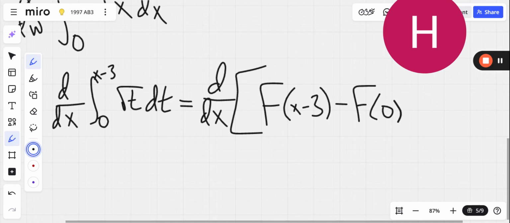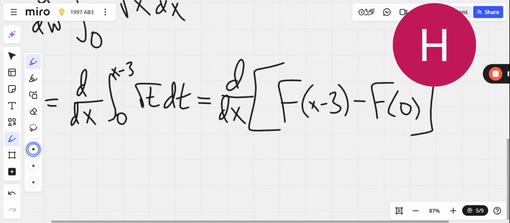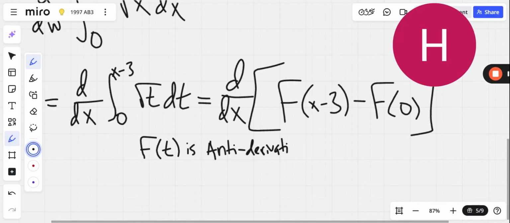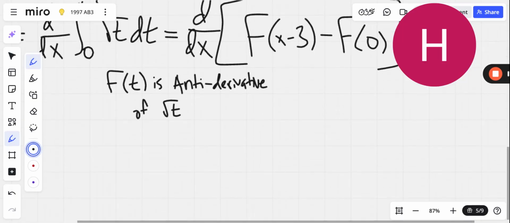And by F, you can say that F is an antiderivative of square root t. Just say it like that. You could actually take the antiderivative, but it's too long, so we don't have to do that.